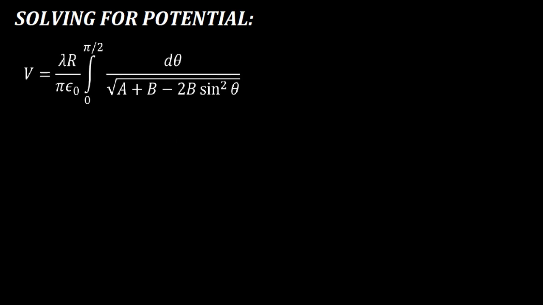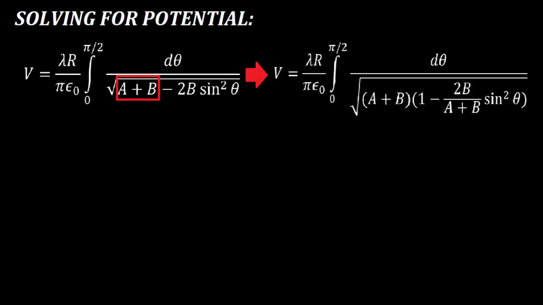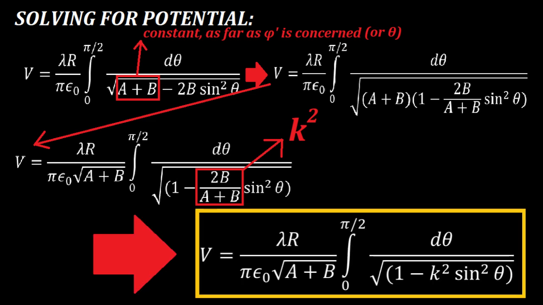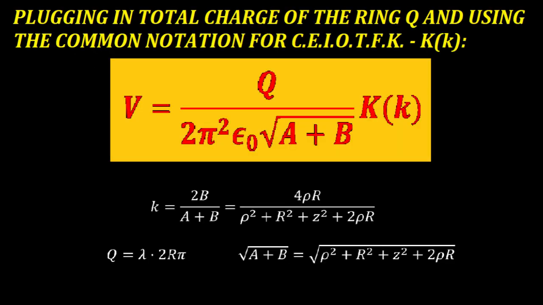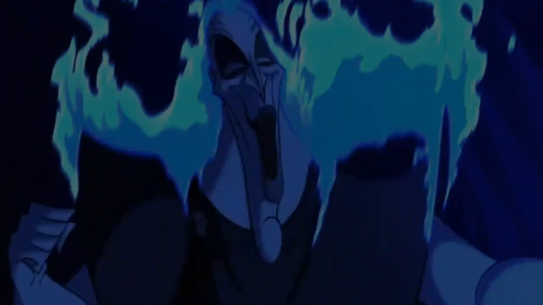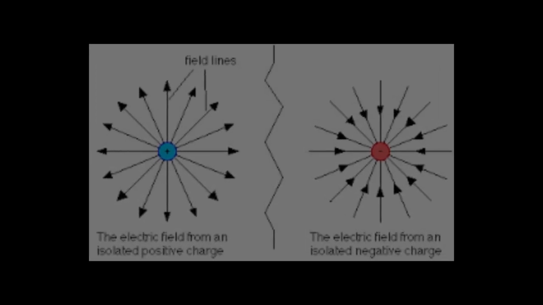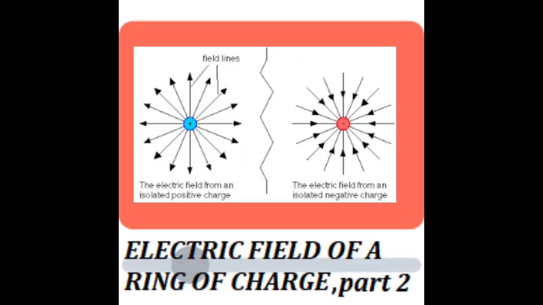But if we factor out a plus b and put it outside of the integral because it is a constant, and conveniently substitute this 2b over a plus b part with k squared, what do you know? We have expressed the electric potential of a charged ring with a complete elliptic integral of the first kind. That is so cool! But now it's time to find the field. Or rather, it's time to stop, because we're going to do that in the next one.